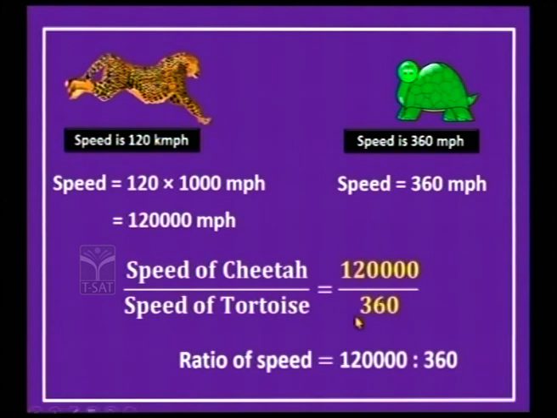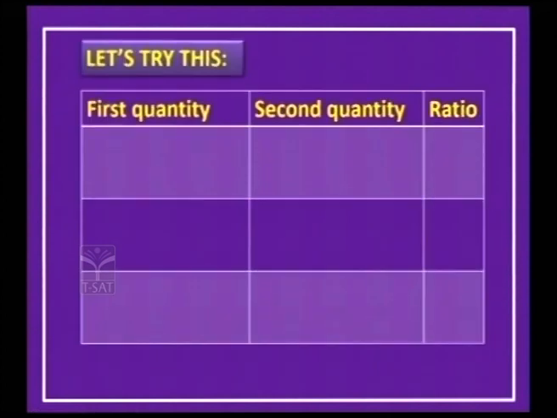So we have compared here because both now have the same units. Here meters per hour, here also meters per hour. Then only we can compare the quantities, otherwise we cannot compare them. Got it children? Now let us try this, children.